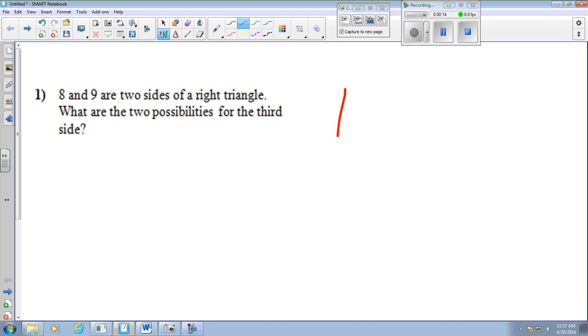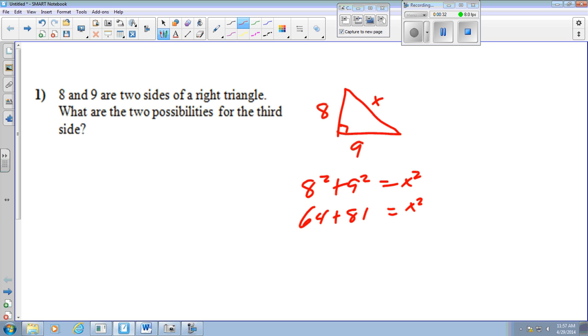It gives us that 8 and 9 are two sides of a right triangle. There's a couple cases here. They could be both legs, in which case we're looking for this side over here, and we would set it up 8 squared plus 9 squared equals x squared. 64 plus 81 equals x squared, and I get 145 equals my x squared. So I get the square root of 145 is one of the answers, which is about 12.1.